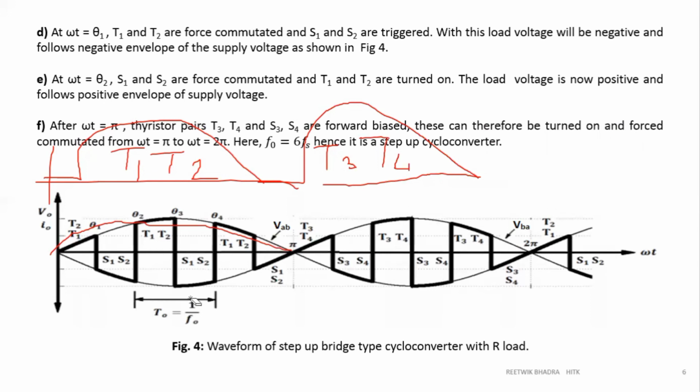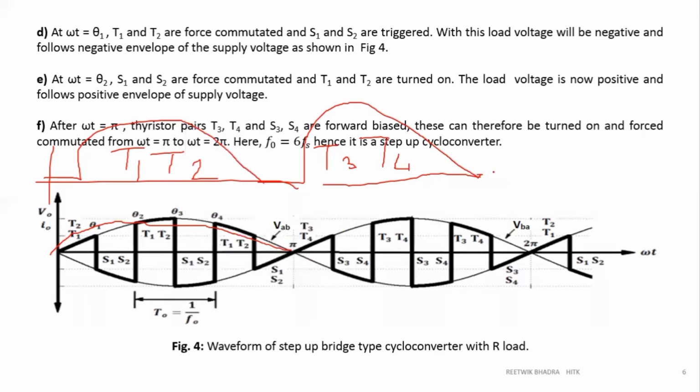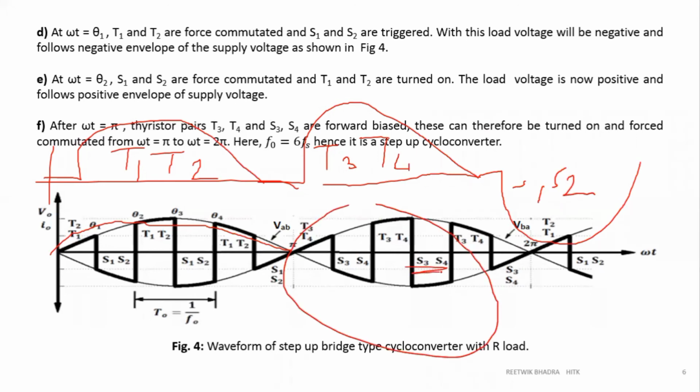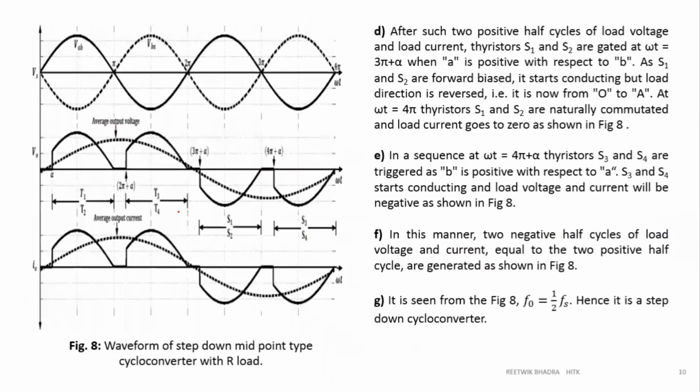So in order to get negative voltage in the first half cycle, which switch should be on? S1 S2 should be on. So if S1 S2 is on, we are getting a negative voltage. Next, to get a negative voltage during this cycle, which switch should be on? It is S3 S4. So this is how the pulses should be given to a cycloconverter. Then only you can get your step down cycloconverter as well.